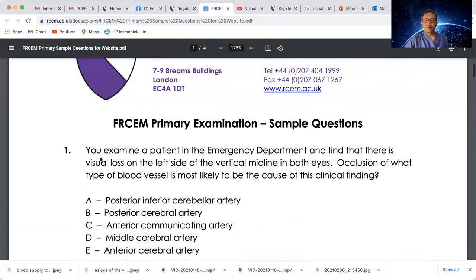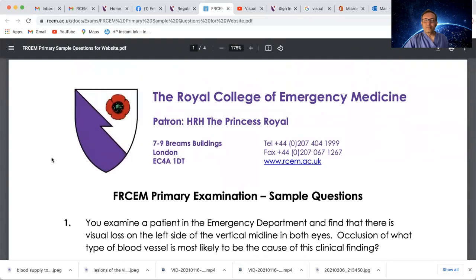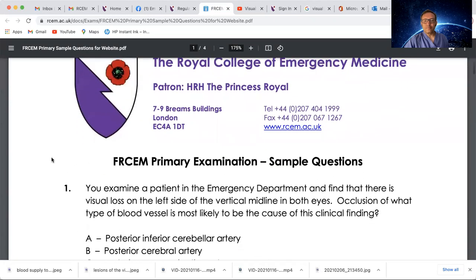Today, we're going to discuss some sample questions for the FRCEM primary exam or MRCEM SBA. I've tried to bring some question banks and sample question papers from the RCEM website. Let me share my screen. Right, so here is a simple question for FRCEM primary, which was going to be changed to MRCEM SBA this year. Question number 1.